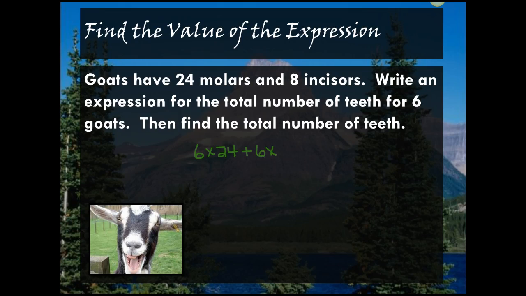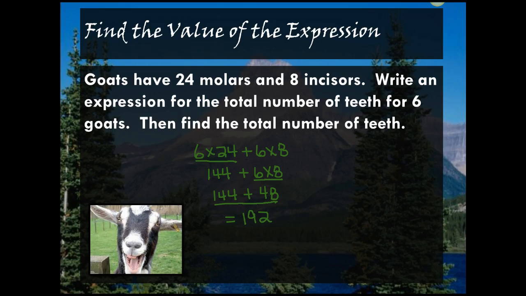If we solve that, we would do the multiplication first. 6 times 24 is 144 plus 6 times 8. The next step would be to do 6 times 8, which is 48. That would leave us with 144 plus 48 for a total of 192 teeth. This works perfectly well. However, we can write the expression a second way.